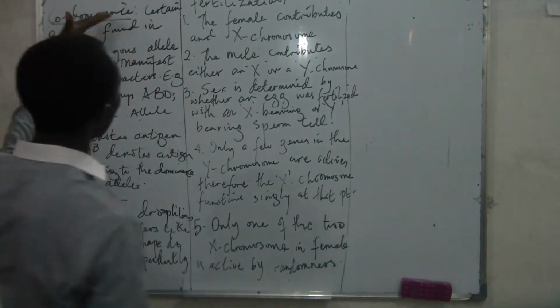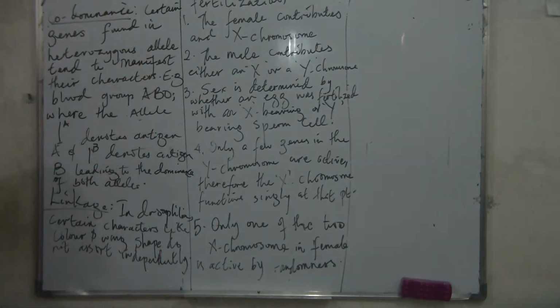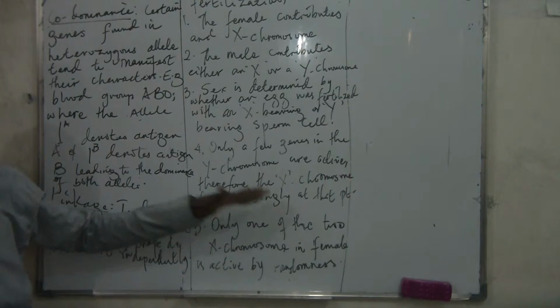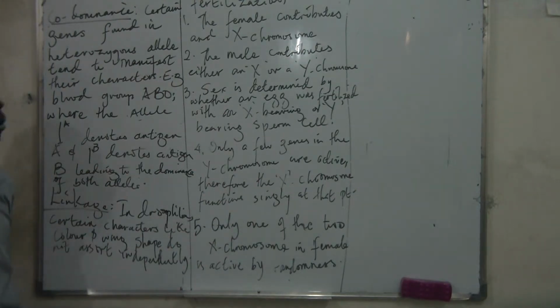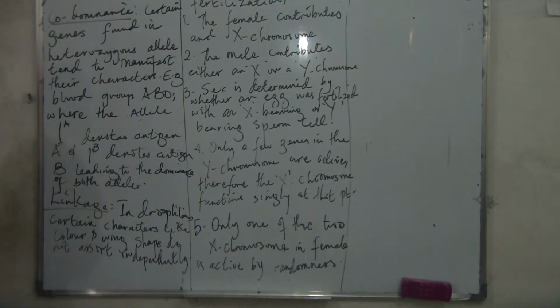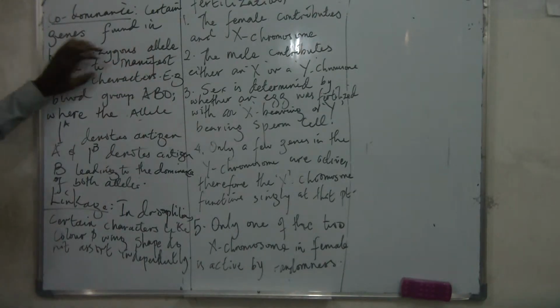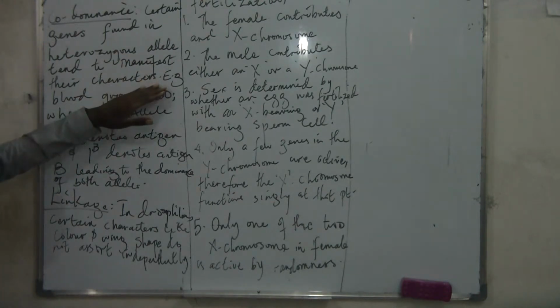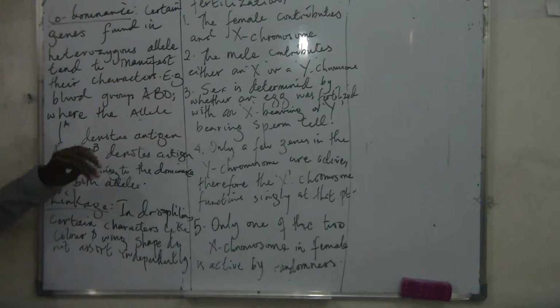Alright, so we'll look at the concept of codominance. Earlier on we talked about incomplete dominance, where we have a new intermediate entirely produced. But here, in codominance, both genes are manifested in the character of that particular organism. Now we said that certain genes found in heterozygous alleles tend to manifest their characters, e.g.